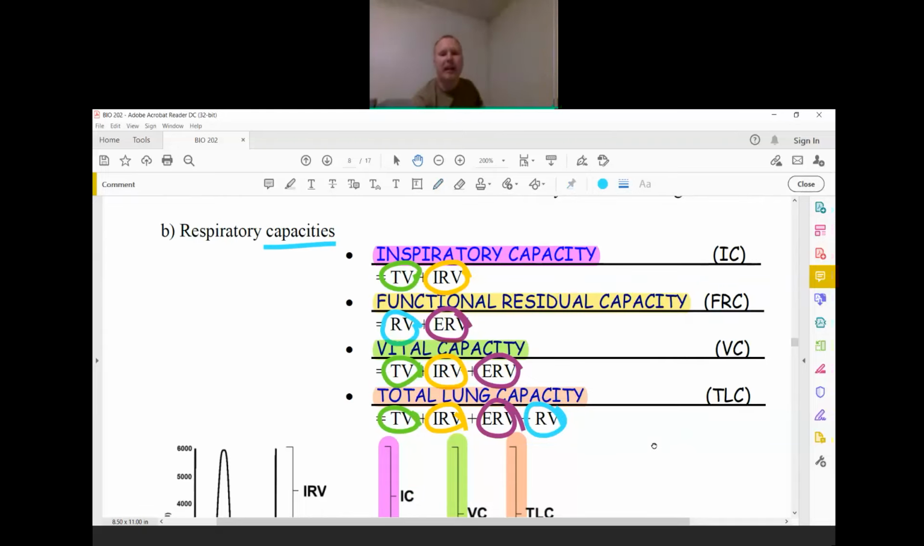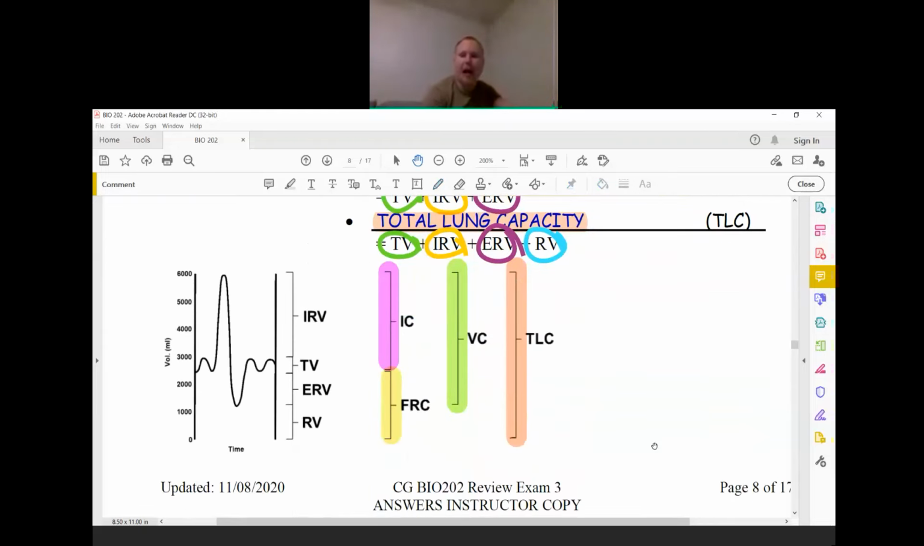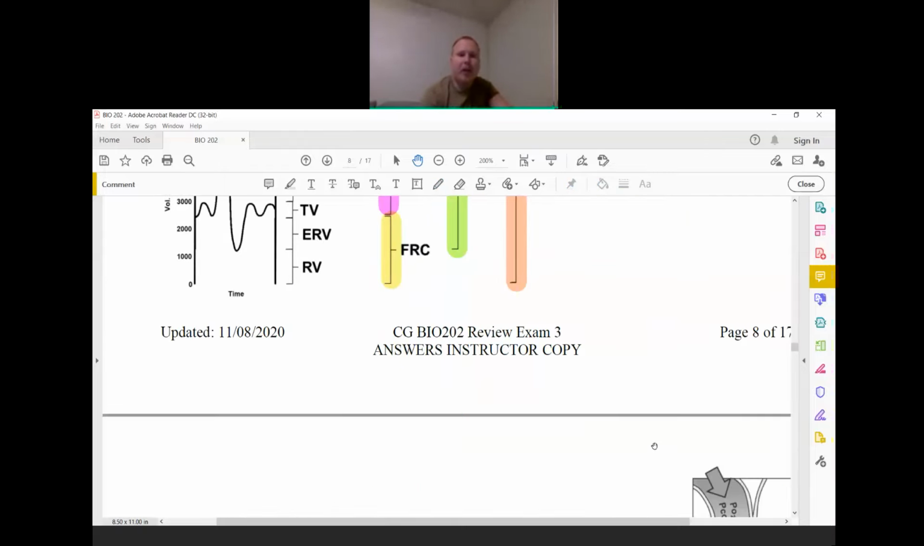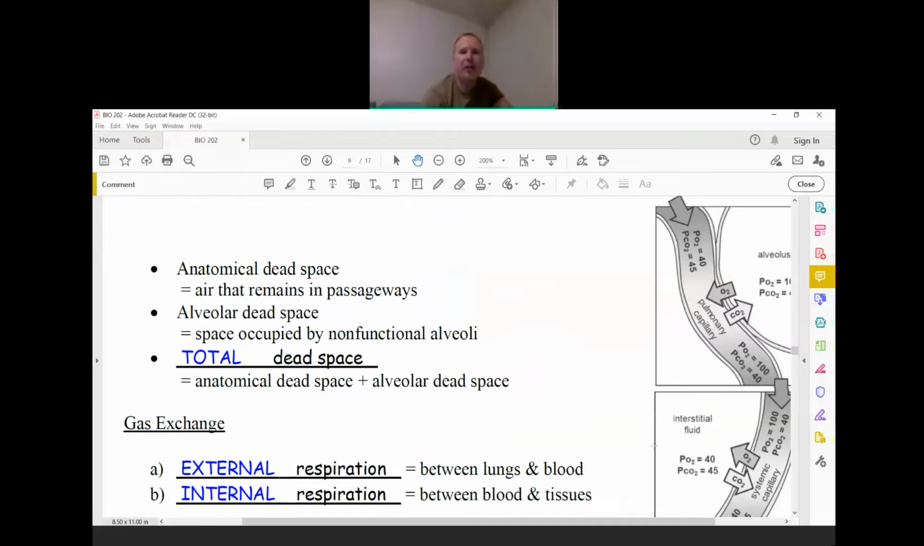So those are the volumes and capacities of the lungs that we can measure with spirometry. The next one that I'm going to cover, just quickly mentioning that, of course, we have some parts of the lungs that don't ever get fully emptied. So some air remains in that respiratory tree that we saw. And some of the alveoli might be non-functional and some air remains in those. Those are known as dead space. And when you add together the anatomical and alveolar dead space, that gives you the total dead space of an individual.